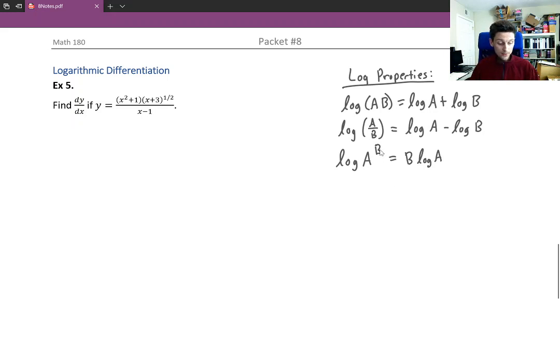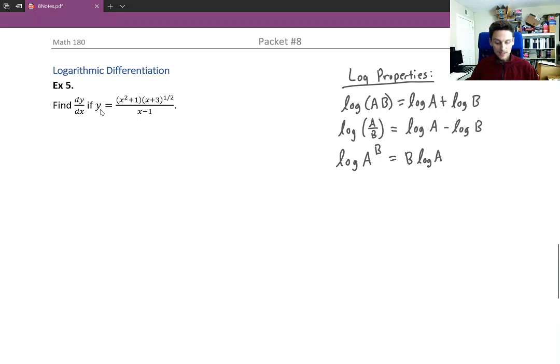So here, the third log property just says the power that's inside of the log gets multiplied to the front. Now you have to have the entire inside of the log raised to that power before you can multiply it in front. But that's what the log property would say. So with those log properties in mind, they're actually going to be very helpful when we go to differentiate example 5.